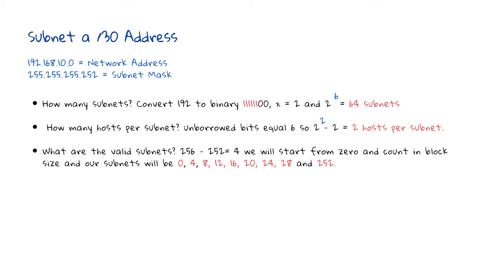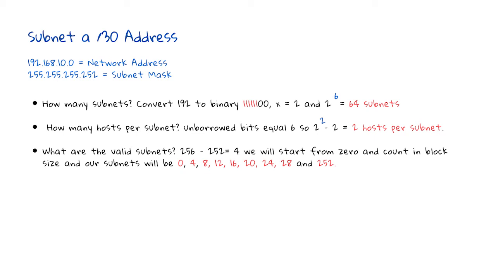So the first step is convert the decimal 252 into binary, and we're going to have 11111100. So we are borrowing 6 bits. First question, 2 to the power 6 is equal to 64. So we're going to have 64 subnets. The second question, number of hosts per subnet is 2 to the power 2 minus 2, which is equal to 2 hosts per subnet. So in this case, we're going to have 64 networks, but each with 2 hosts.